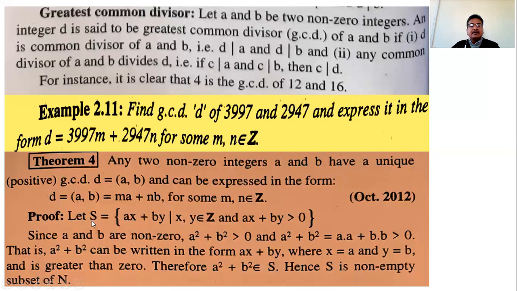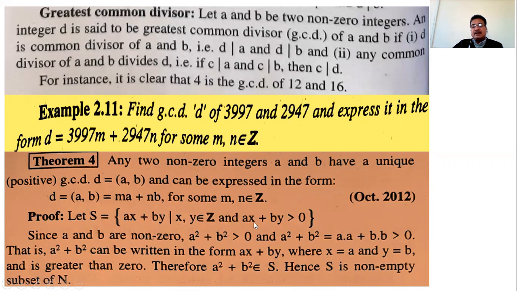So we define the set S as ax plus by, for some x and y belonging to Z, with ax plus by strictly greater than 0. Here a, b, x and y are integers, and the multiplication of integers is an integer, and the addition of two integers is an integer, therefore ax plus by is an integer, an element of Z, and it is greater than 0.